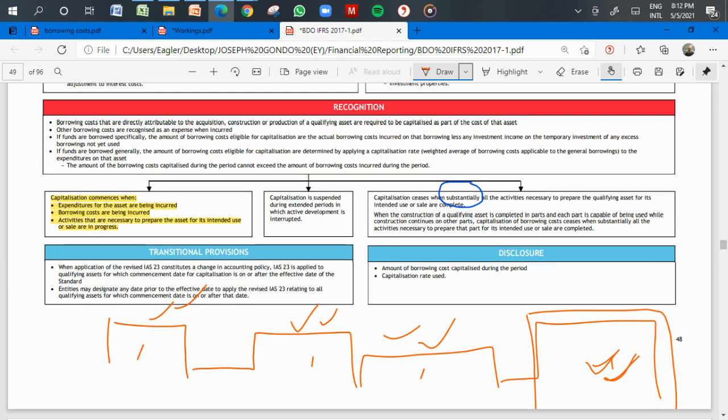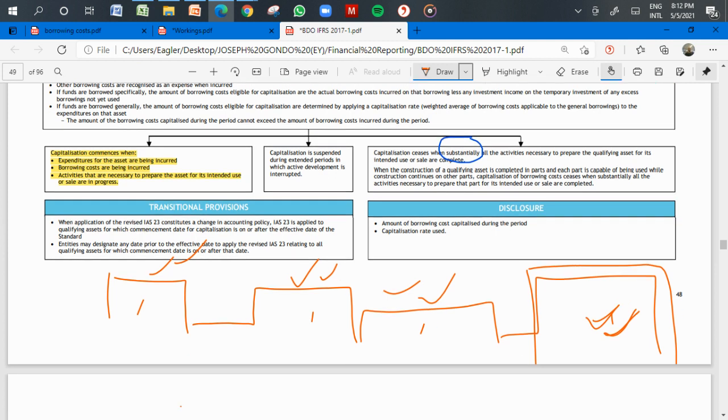Then don't worry about transitional provisions. Then about disclosure, we say you have to disclose the amount of borrowing costs capitalized during the period. Then another thing that you have to disclose is the capitalization rate used. Okay, so do we have questions?